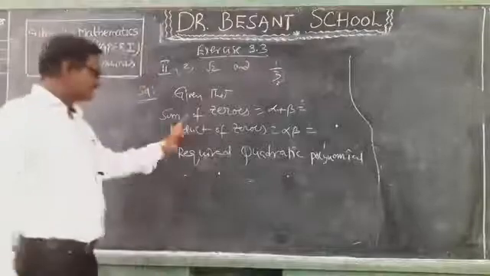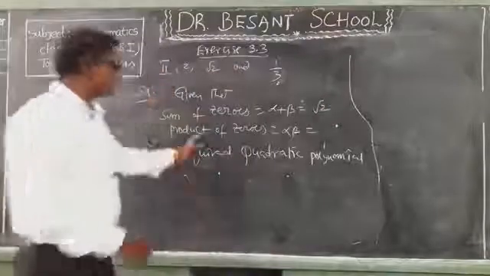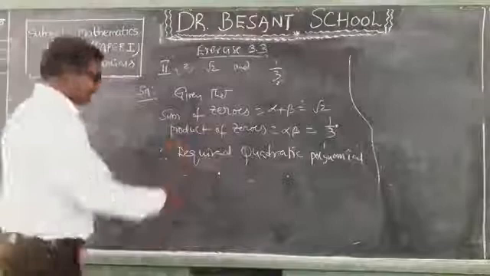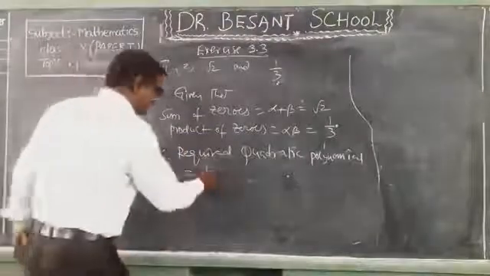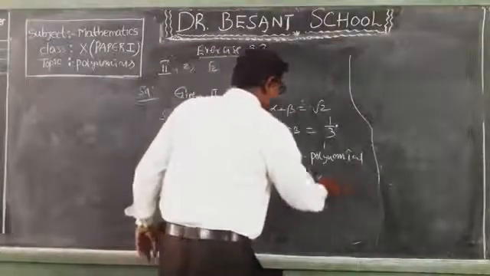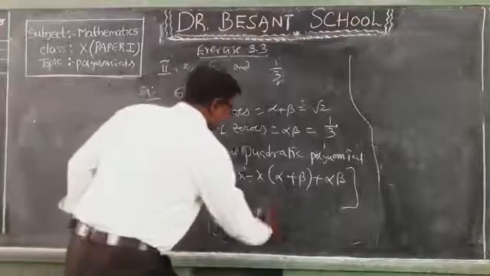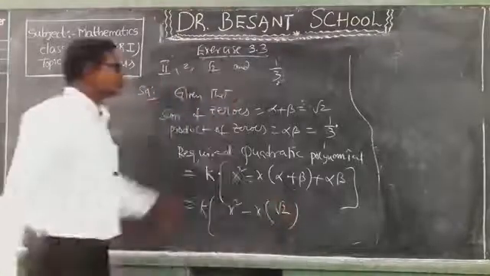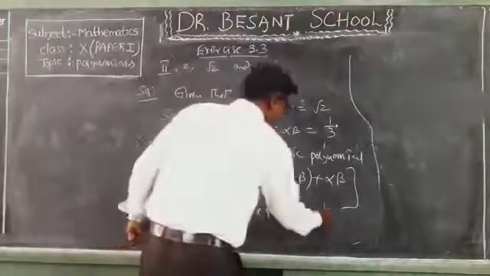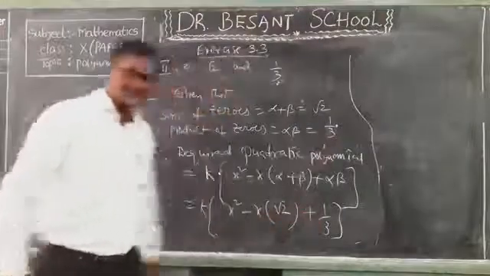Solution. Given that the sum of zeros, that is alpha plus beta, is equal to root 2, and the product of zeros, that is alpha into beta, is equal to 1 by 3. Now the required quadratic polynomial is equal to, tell me the formula, k into x square minus x into alpha plus beta plus alpha into beta. That is equal to k into x square minus x into root 2, the sum of zeros, plus 1 by 3, the product of zeros.